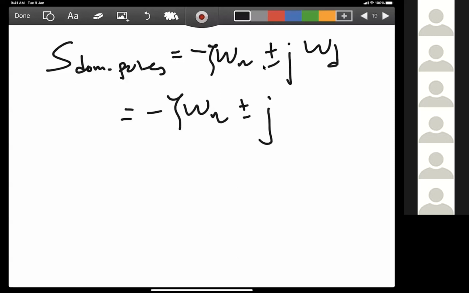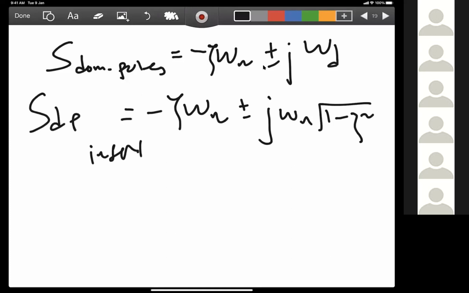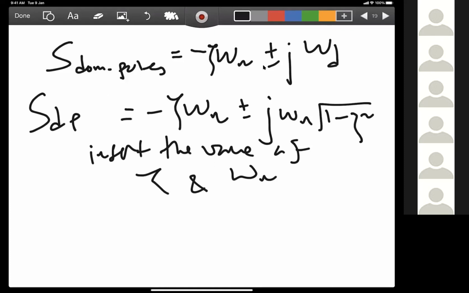Okay, can you see? Real part is minus zeta omega n, plus minus the imaginary part. The imaginary part is j omega d. Omega d is omega n times square root of 1 minus zeta square. So insert the value of zeta and omega n.